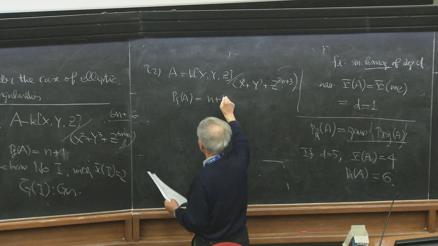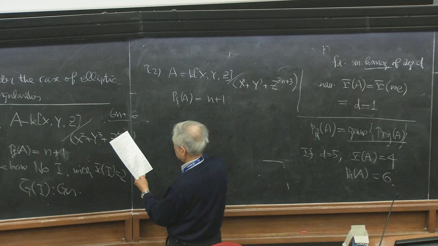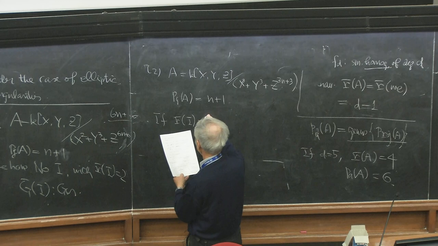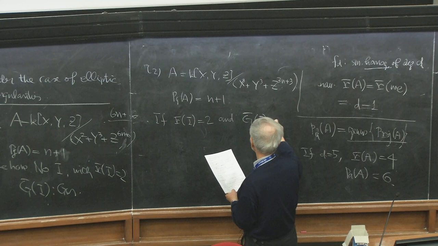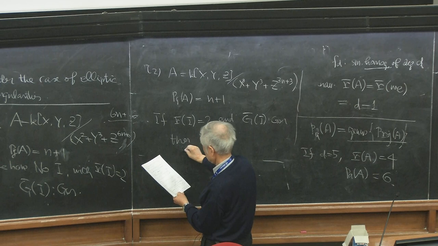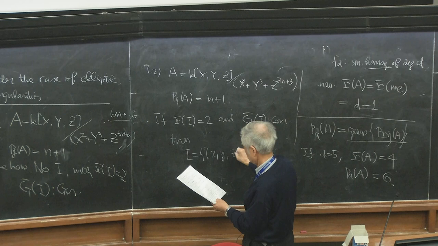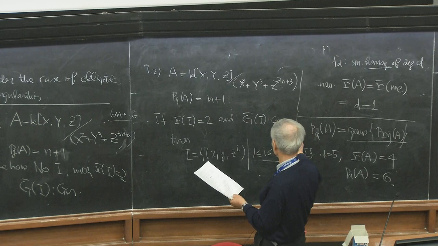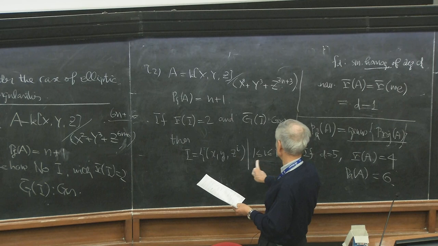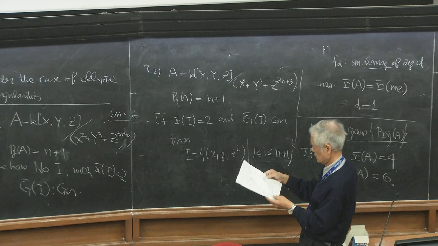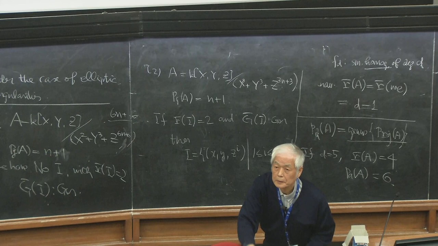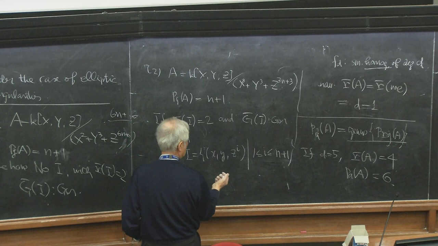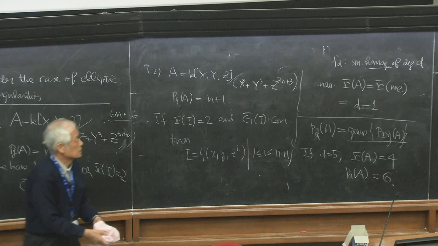And in this case, we do have examples. So if R bar is 2 and G bar is Gorenstein, then I equals XYZ where n plus 1. Sorry, I hope this is correct. Anyway, at most.